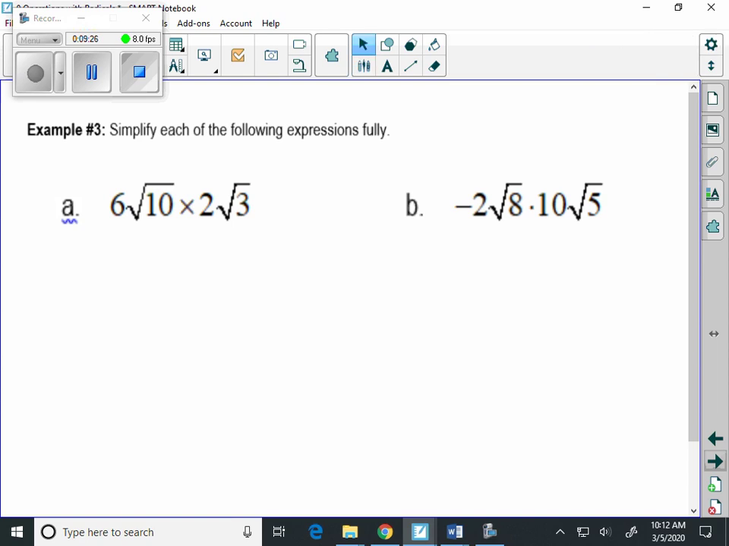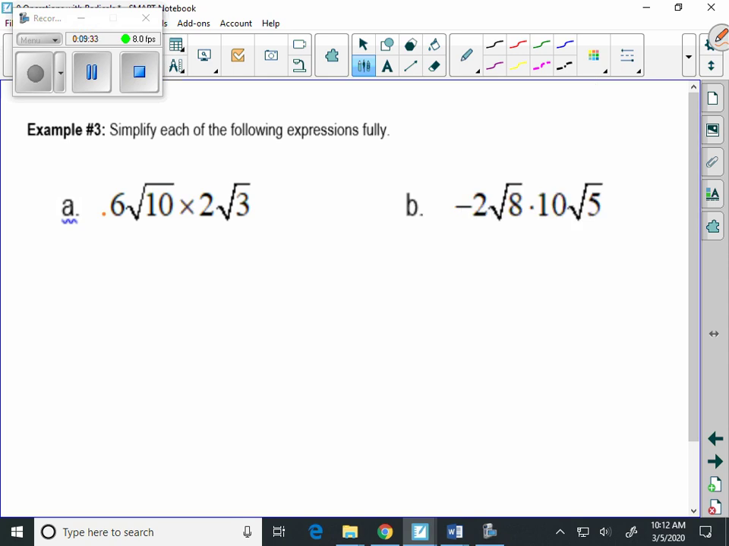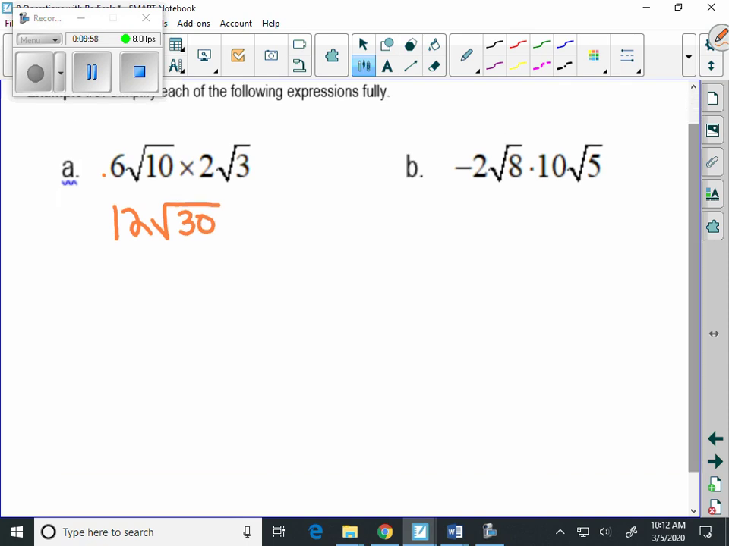So for instance, on letter A, we're going to take 6 times 2. Those are both coefficients. 6 times 2 is 12. And then we're going to take the square root of 10 times the square root of 3. 10 times 3 is 30. Notice that we still have that square root symbol in there. Now when we multiply these together, we need to check: can we simplify the square root of 30? And the answer is going to be no on this one, so if you don't want to write down what I'm going to write down next, that is the answer, 12 square root of 30.